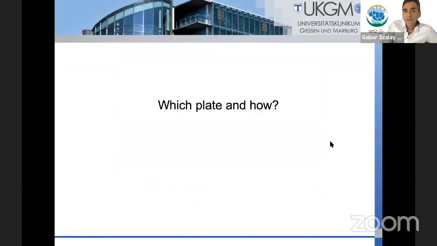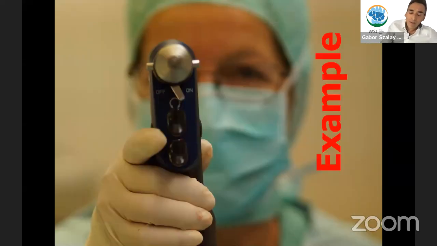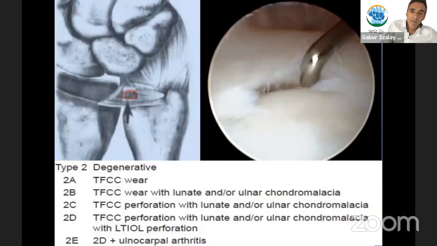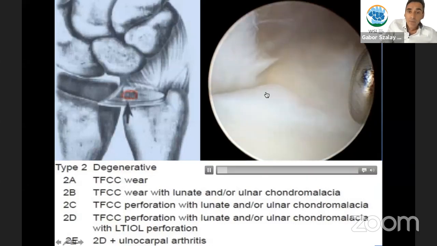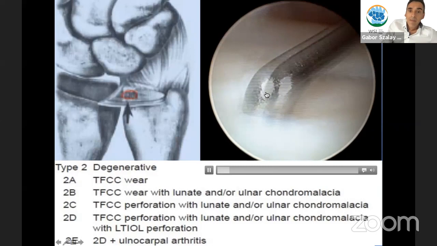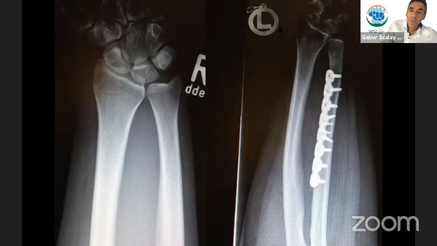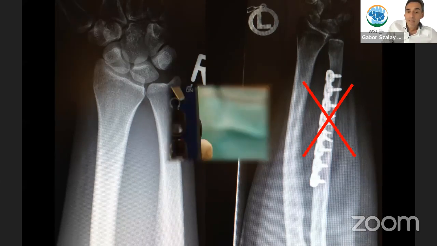The next question is, which plate and how? Do we really need an expensive plate? Here, in this case, I did the arthroscopy before, and I made the ulnar shortening osteotomy in this way. This is a 3.5 millimeter reconstruction plate, and I can't recommend this plate because in a lot of cases we saw pseudarthrosis or a broken plate. So from my point of view, the reconstruction plate is not stable enough.